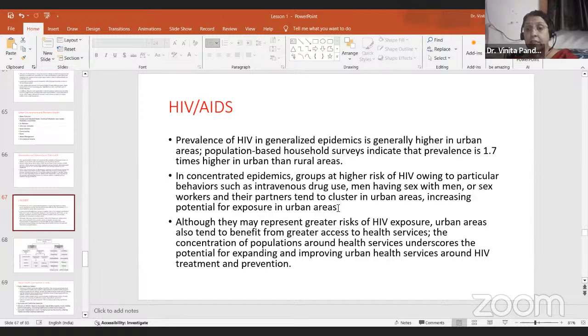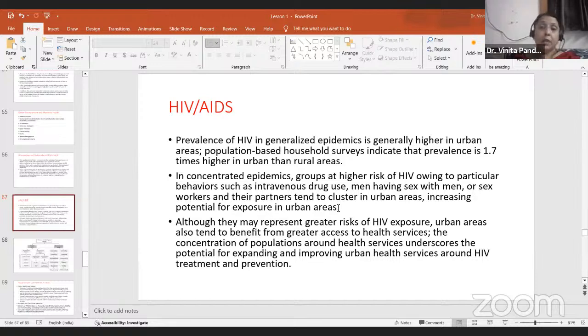Population-based household surveys indicate that prevalence is 1.7 times higher in urban areas than rural areas. And in concentrated epidemics, groups at higher risk of HIV, owing to particular behaviors such as IV drug use, men having sex with men, or sex workers and their partners, tend to cluster in urban areas, increasing potential for exposure. So urban areas tend to show greater instances of HIV/AIDS, and again, women are also hit in this.